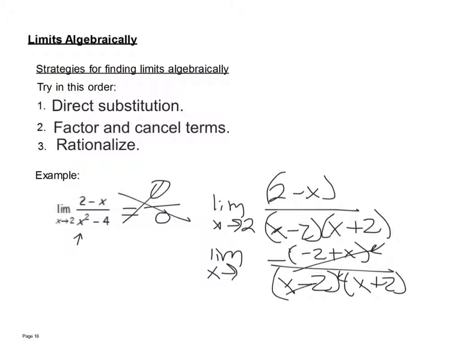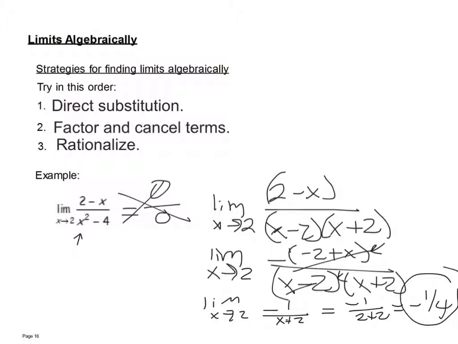So really, if I keep reducing this, I have got the limit as x approaches 2 of negative 1, because you have to have something on top, over x plus 2. Now I can put 2 in. So now I'm at a point where I can actually just stick in 2. I get 2 plus 2. I get negative 1/4. That's my limit. So I've used some algebra to simplify the problem a little bit to make substitution possible.